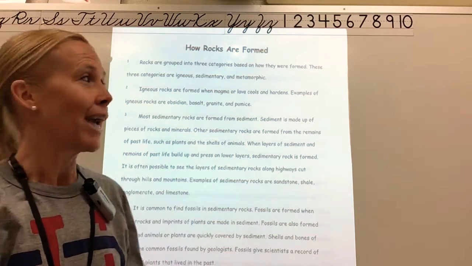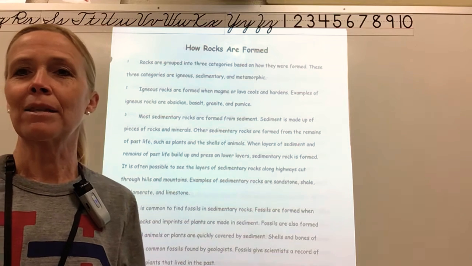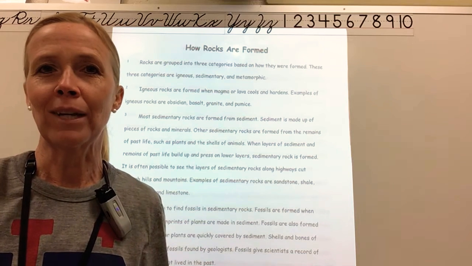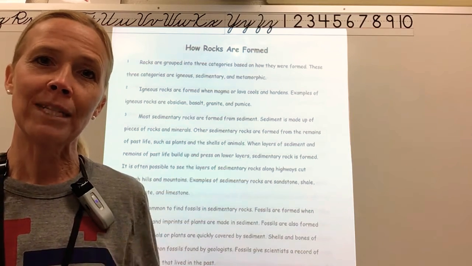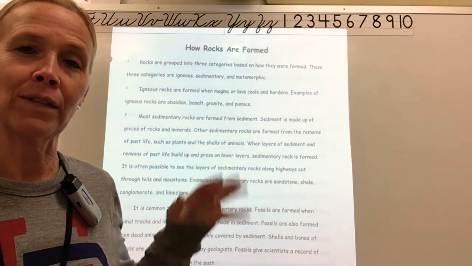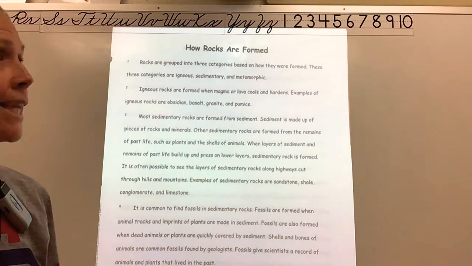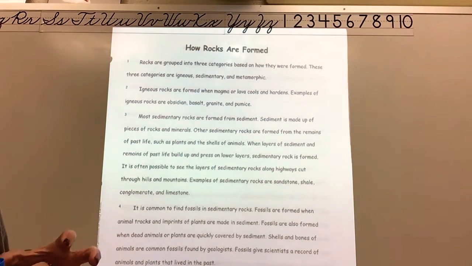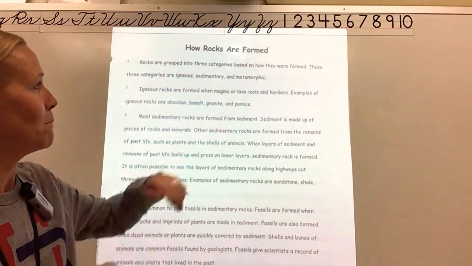Today I'm going to look at how rocks are formed. And this is something that I always liked doing with you in class because we get out rocks and look at them. So I'm going to give you a couple examples here of what is on this page. So it reads, rocks are grouped into three categories based on how they're formed. These three categories are igneous, sedimentary, and metamorphic.